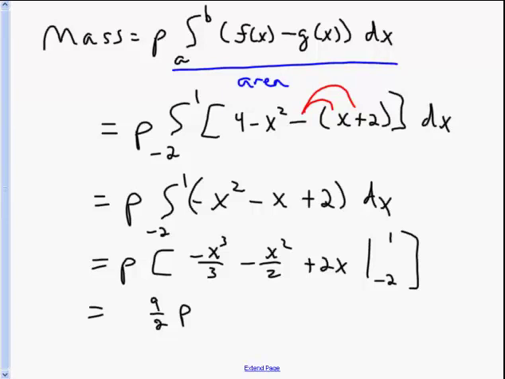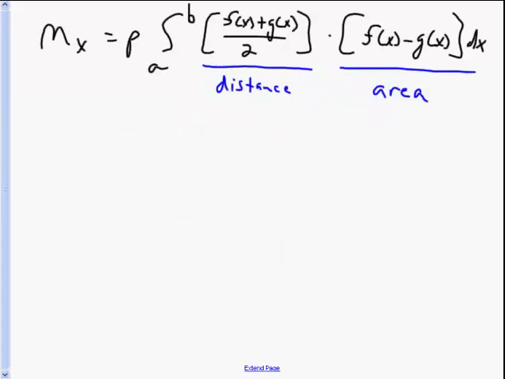Okay, now we need the moments about each one of our axes, respectively. We need our moment about the x-axis, and we need our moment about the y-axis. So the basic definition of moment is the distance times mass. So you see our formula for mass again in here. We have rho out here, and we have our area again. So there's our mass part of this that we've been talking about. And the moment is the distance that you are times that mass.